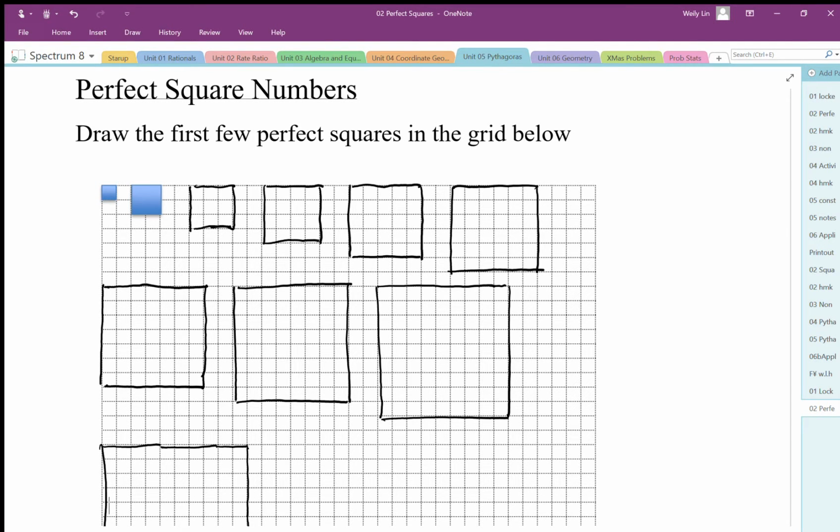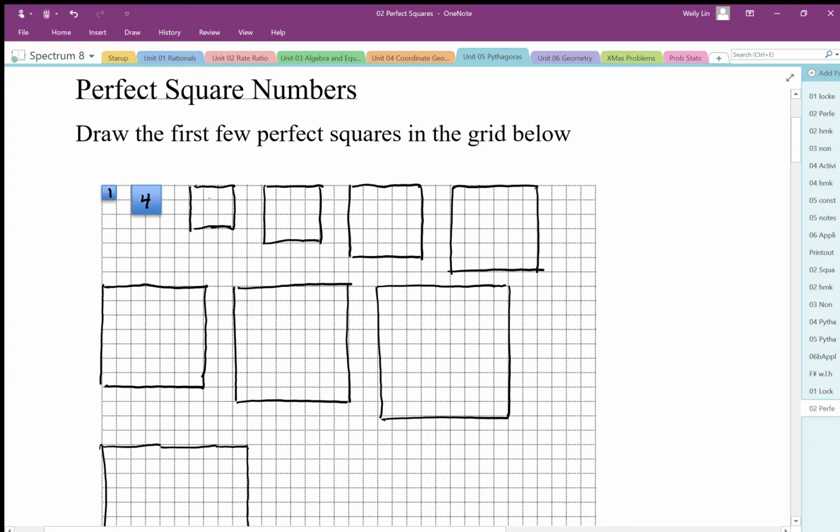So when we talk about perfect squares, it's important to think about the perfect square shapes that they form, the number of squares inside those shapes. So when we talk about our first perfect square, we have a 1 square. Our second perfect square is a 2 by 2 or 2 squared, which gives us an area of 4. So 4 is a perfect square number.